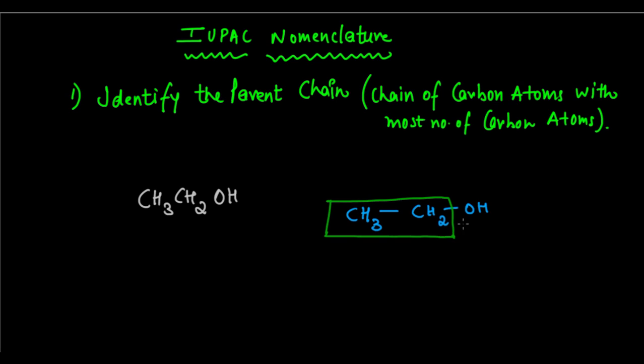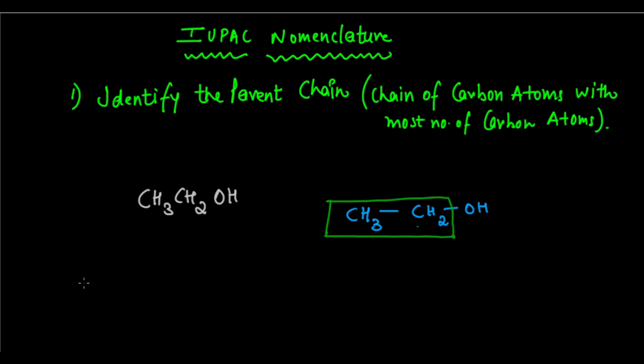So in CH3, CH2, OH, this carbon is attached to OH. It's imperative that we take this carbon, even if it's not the longest parent chain, which sometimes happens. It may not be the chain with the most number of carbon atoms, but you need to choose the carbon that is attached to the functional group if a functional group is present. So we have selected this. That's the first step, identification of the parent chain.